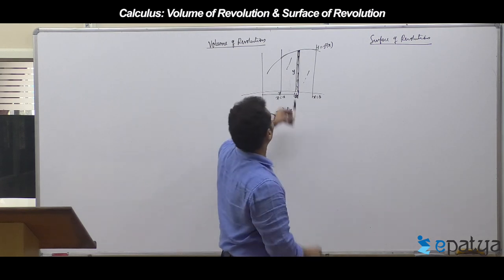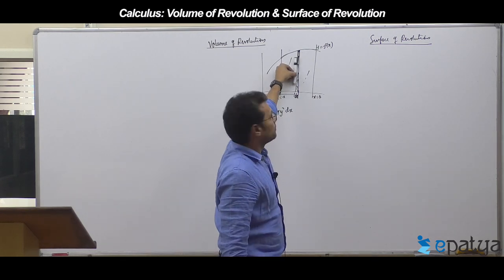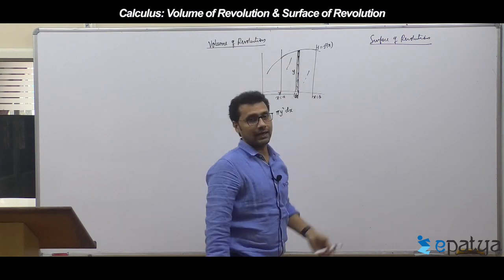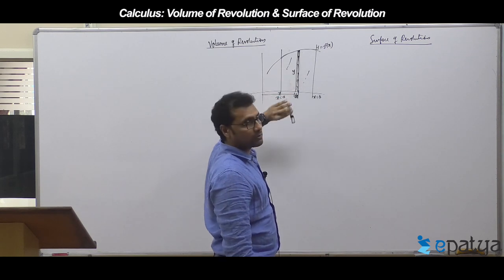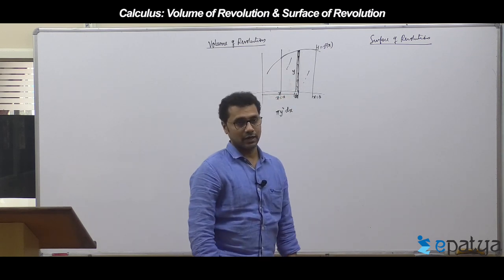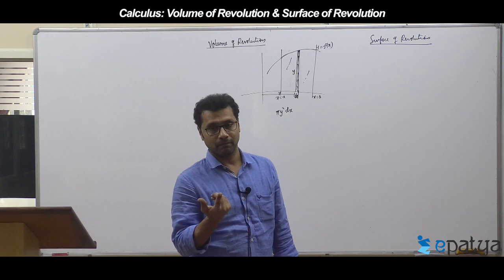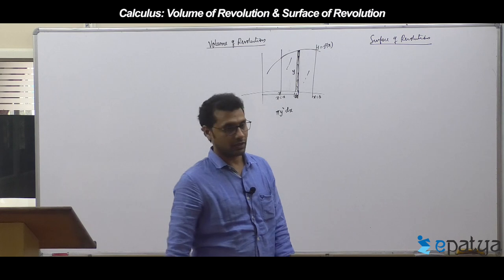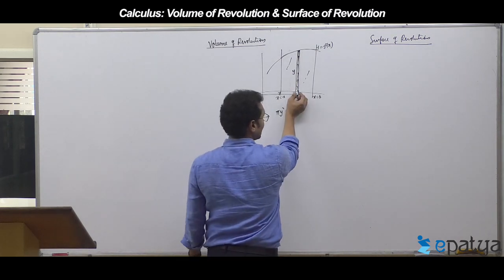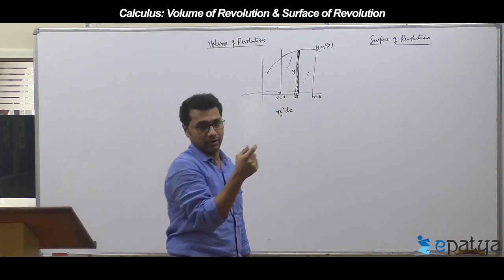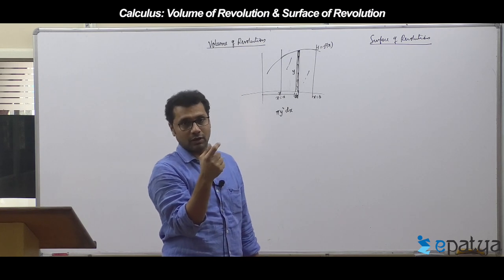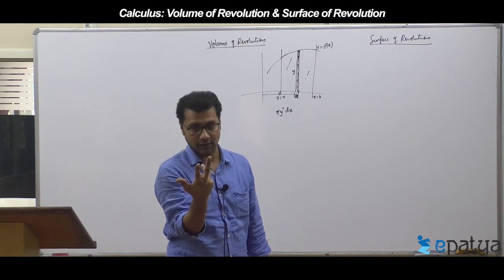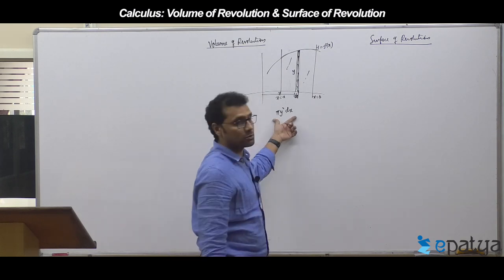Let me take a line, only this y height line. Let that line be revolved about the x-axis for 360 degrees, it gives a circular area. What is the area of that? Pi y square, since y is the radius. Like that, I have dx thickness, so there are pi y squares, dx pi y squares. So pi y square dx gives us the volume.